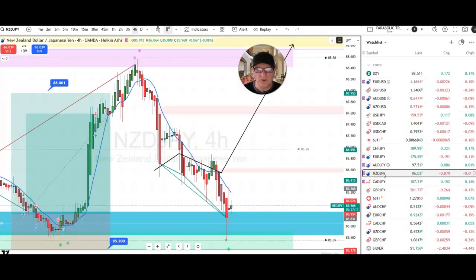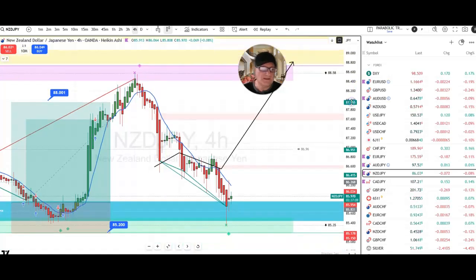There's going to be some big moves on the dollar and some big moves. New Zealand yen is ready. If you fancy that, I'm long the Aussie yen. Don't do both.